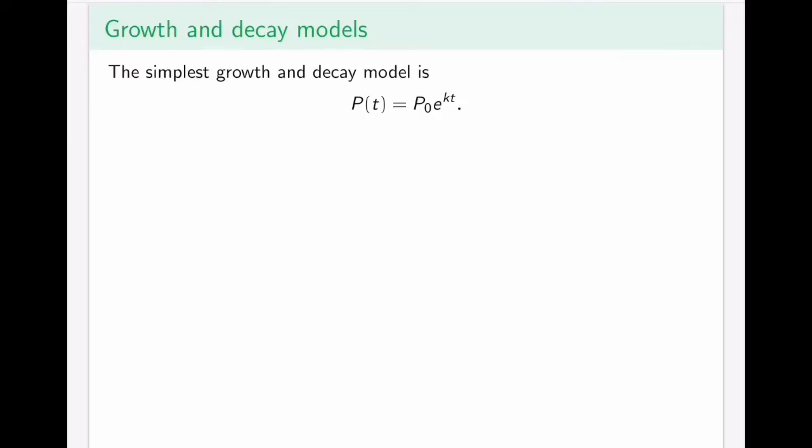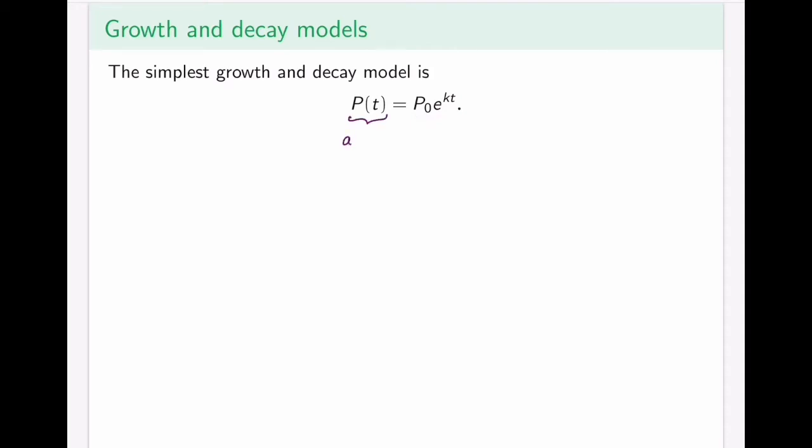As previously mentioned, exponential and logarithmic models are extremely useful in various population and radioactive decay modeling situations. This is the simplest growth and decay model. It says that the amount of material or population size present at time t is exponential with some constant in the middle and some initial amount P naught. So let's just label this equation to keep track of it.